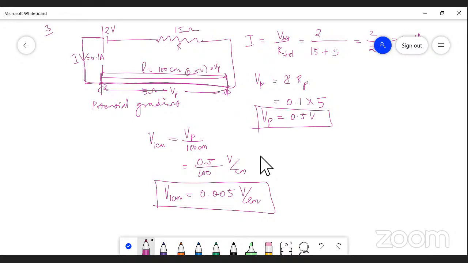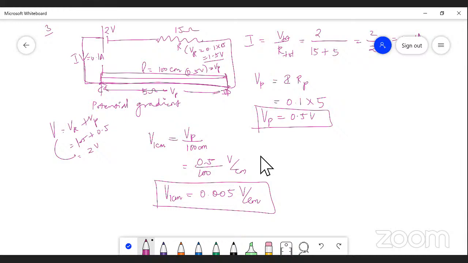What is the potential difference across the resistor R? Same current multiplied by resistance, 0.1 into 15 will give you 1.5 volt. So total potential V is VR plus Vp. So 1.5 plus 0.5 gives you 2 volt. This is the total potential. So the total potential is divided as 1.5 volt and 0.5 volt. This is what is shown.